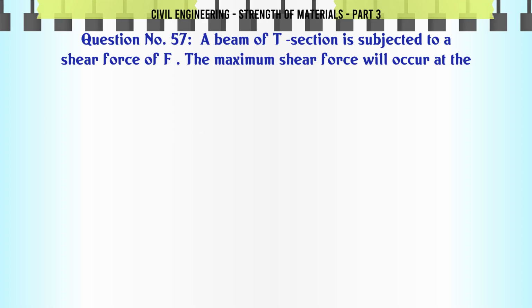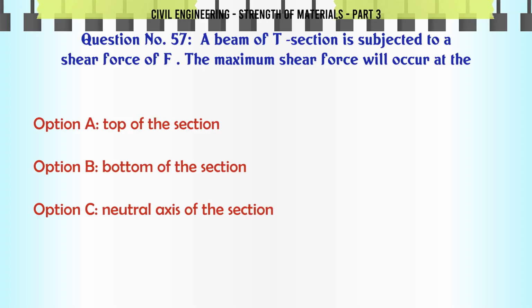A beam of T section is subjected to a shear force of F. The maximum shear stress will occur at the A. Top of the section, B. Bottom of the section, C. Neutral axis of the section, D. Junction of web and flange. The correct answer is neutral axis of the section.